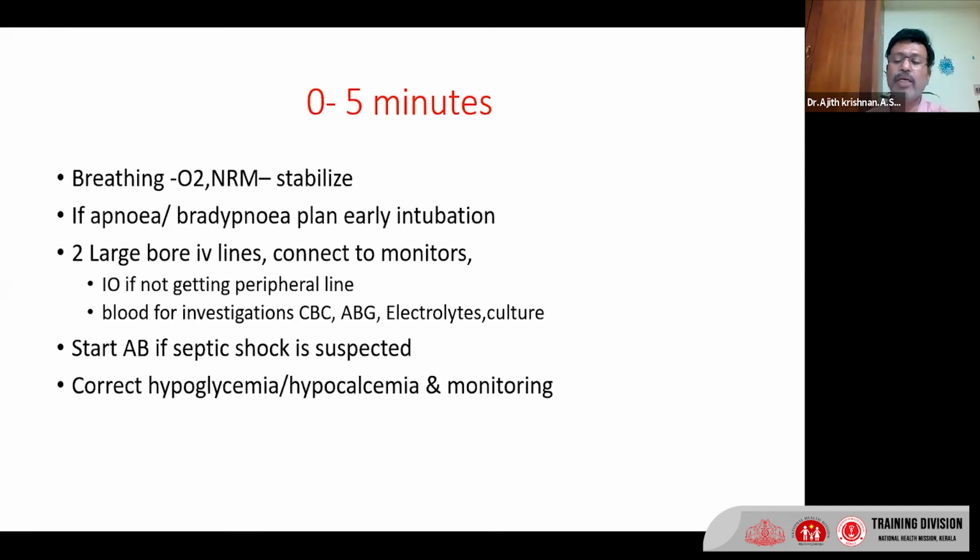Then correct hypoglycemia. Usually you have to do RBS, glucose sticks, and you have to see what is the blood sugar. And if there is hypoglycemia, you have to treat. And hypocalcemia, if you are suspecting or when the results come, also you have to give treatment for hypocalcemia, because that can otherwise affect the circulatory dysfunction.